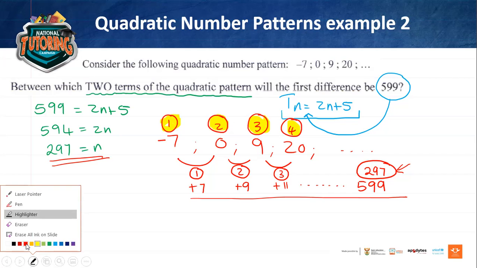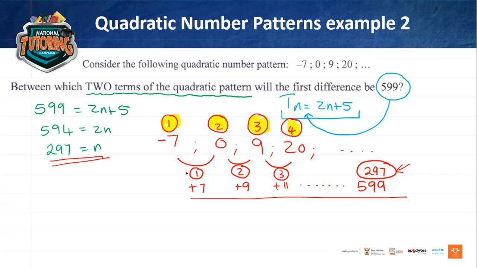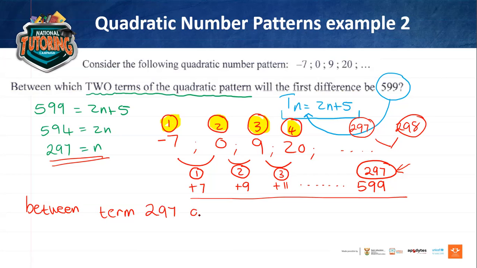So if we look at what we've just done here, this number 1 is between 1 and 2. Number 3 is between 3 and 4. So number 297 must have been between terms 297 and 298. So just following the pattern that we see. So my answer is between term 297 and 298. Or you could have written it as T297 and T298, between these two terms.